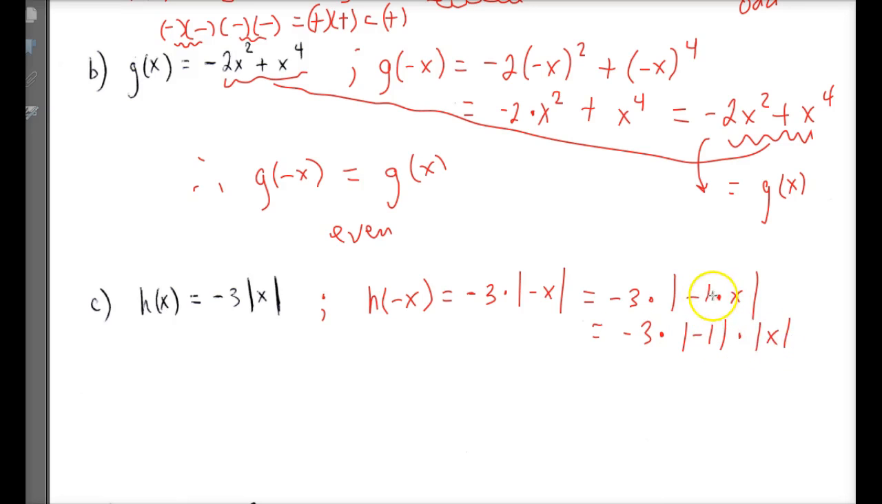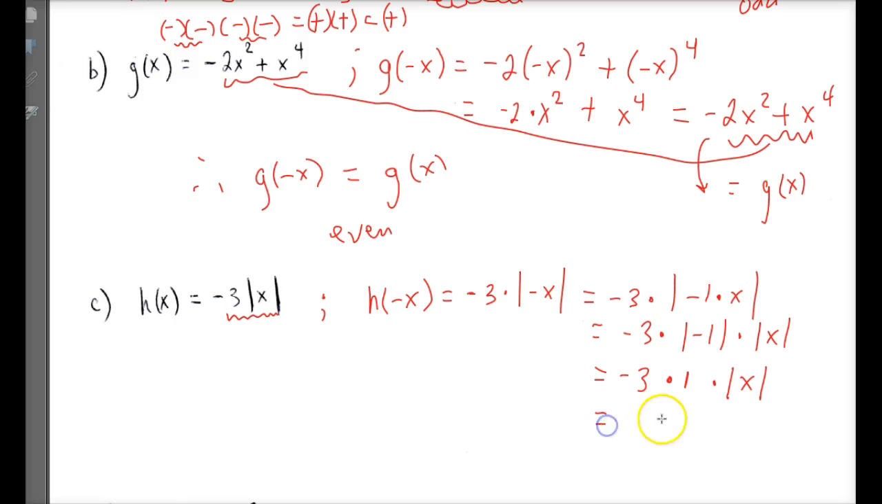Okay? Well, we can split that up and say that that is negative 1, absolute value of negative 1 times absolute value of positive x. And so now we know that the absolute value of negative 1 is just 1. And of course, we keep the absolute value of x there the same. Because remember, our goal is to try to plug in negative x and see how much we can make this look the same or as the opposite of it.